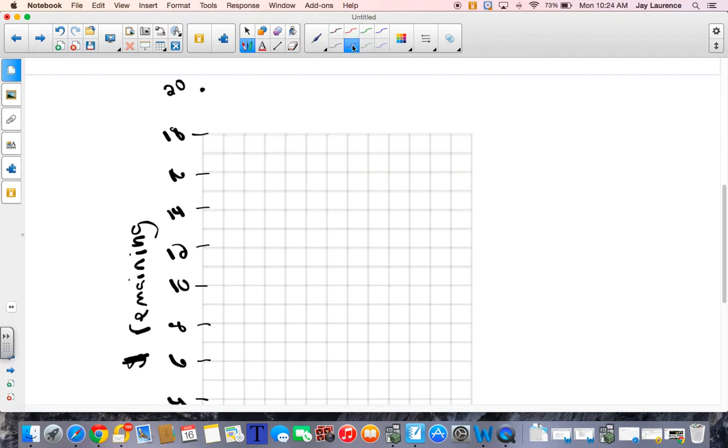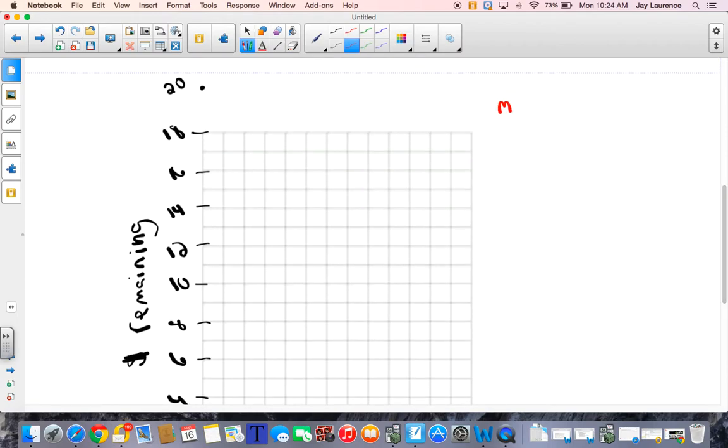Now, I know that my slope was minus $2.50 per day, right? Because he buys one every day. But I might want to use a different number, say like minus 5 every 2 days. So that allows me to go down 5, but over 2. So I'm going to go 1, 2, 3, 4, 5, 1, 2. So at the end of the second day, he'll have $15 left. That makes sense, right? Okay, so I go 1, 2, 3, 4, 5, 1, 2.